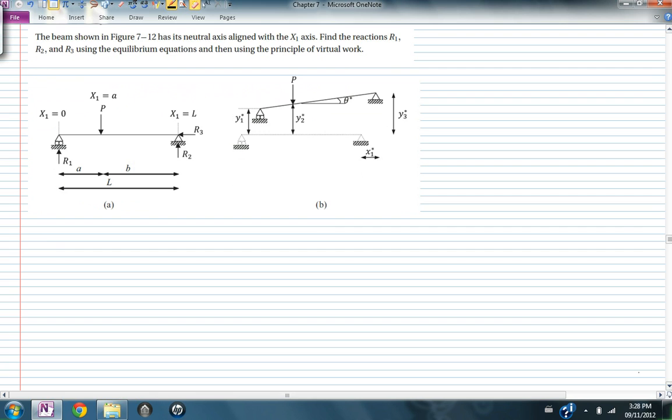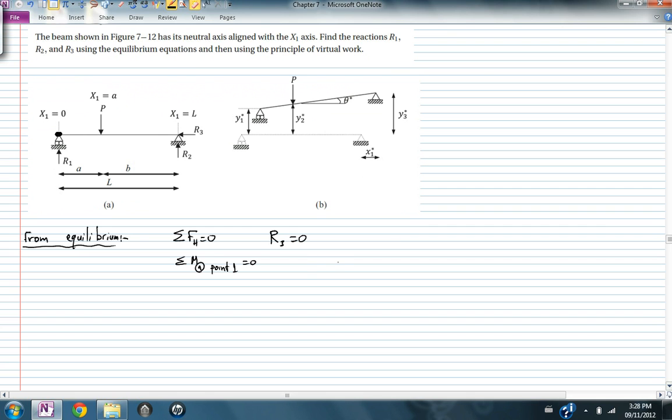So I'm going to utilize the principle of virtual work to find the reactions. Now let's first find the reactions using the sum of forces, using just equilibrium. From equilibrium, sum of the forces in the horizontal direction is 0, and so R3 is equal to 0. Sum of moments around point 1 equals 0, where this is point 1.